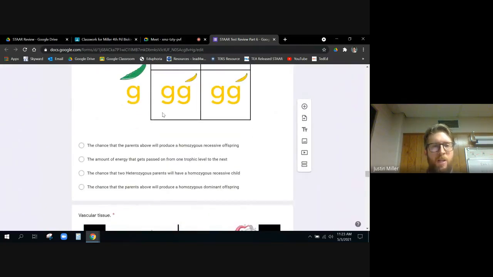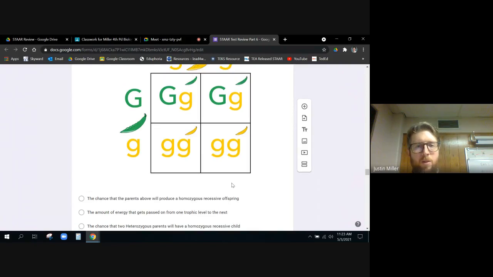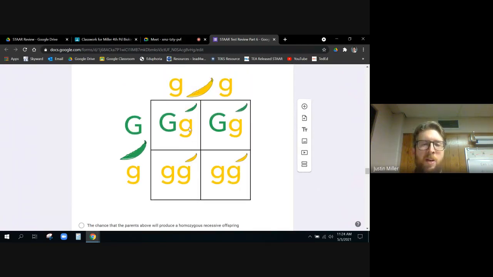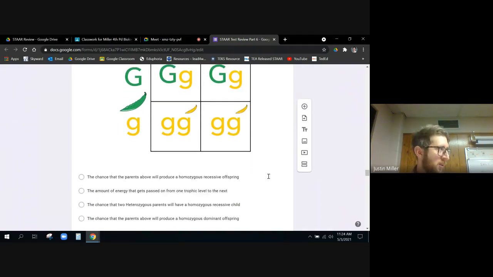So what is 50%? Is that the chance that the parents above will produce a homozygous recessive offspring? How many of these offspring, 1, 2, 3, 4, how many are homorecessive? Or in other words, both recessive? 2 out of how many? 4, which is what percent? 50. So that's the answer, right? A. It's the chance that the parents above will produce a homozygous recessive offspring.